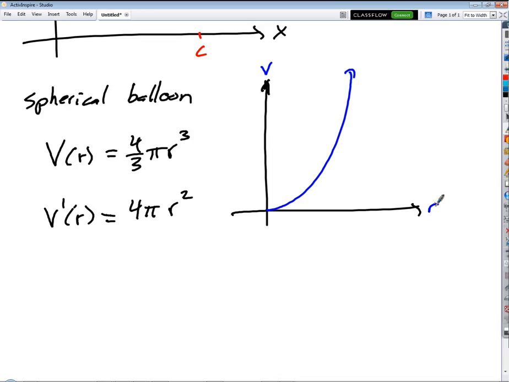What happens as the radius increases? What happens to the volume? It increases, but not proportionally, right? If we double the radius, we're going to do a lot more than just double the volume, aren't we? Okay, does that make sense? So that's interesting, that we get that kind of relationship.